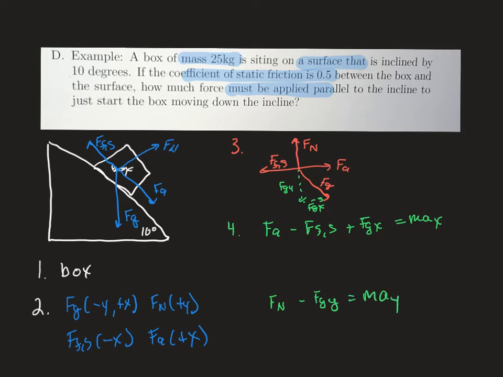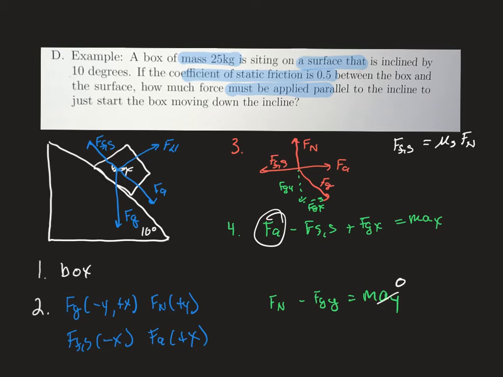Alright, so our goal here is to find this force applied. In order to find that force applied, we need the force due to friction. And in order to find the force due to friction, and since we're trying to find the minimum force to get it to start in motion, we're going to use the maximum static friction. We need the coefficient of static friction times force normal. So we have to start by finding the force normal.